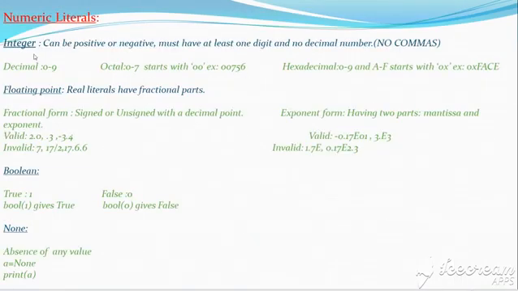Numeric literals. Integers, floating points, complex, boolean and None are the numeric literals. Integer literals can be decimal, a combination of digits 0 to 9; octal, 0 to 7; and hexadecimal, 0 to 9 and A to F. Let us see how they are to be written.